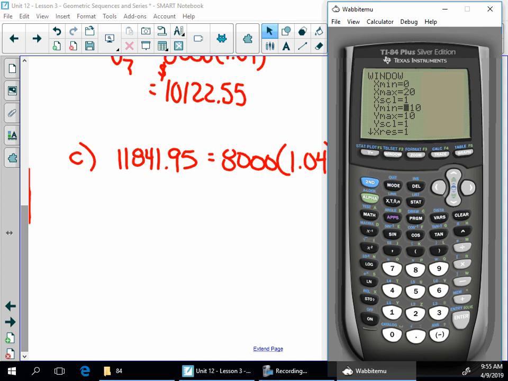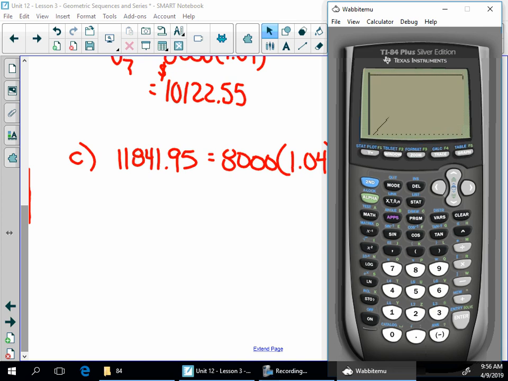And my Y min. Well, my fee started at $8,000. That's the lowest it could ever be. They're not going to go down. They're only going to go up from there. My max, I need to look for when I get to 11,841. So I'm going to go a little bit bigger than that, call it 12,000. That way I know my graph will show the parts and pieces that I need. If I press graph, I get my straight line.